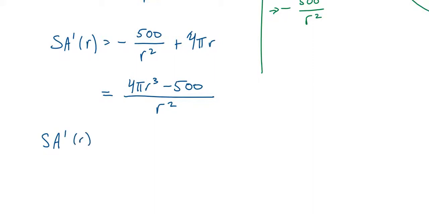Surface area prime at r does not exist at what's the value that it doesn't exist at? Anybody? Yeah, 0. So somebody tell me something about that. Would this be a good value for the company to use to make their can? No. A can with a radius of 0? No, I don't think so. It doesn't make any sense. So you could think about it that way in this case and say that it's inadmissible because it's senseless.